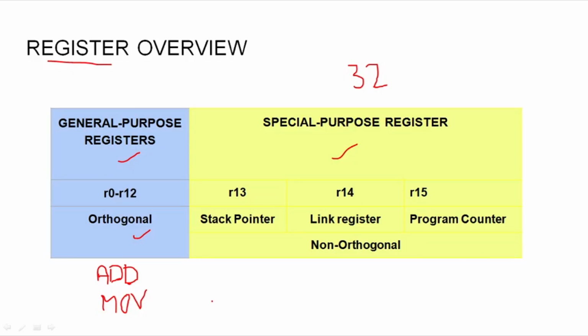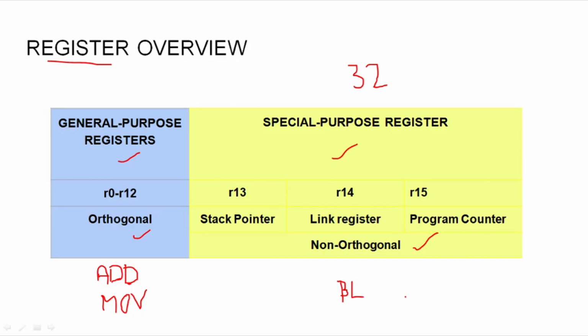Next we have special purpose registers. Registers R13 to R15 have dedicated roles and are not orthogonal. R13 is the stack pointer. It points to the top of the stack, used during function calls and interrupts. R14 is the link register. It stores the return address when a function is called, for example, the branch with link instruction, BL.